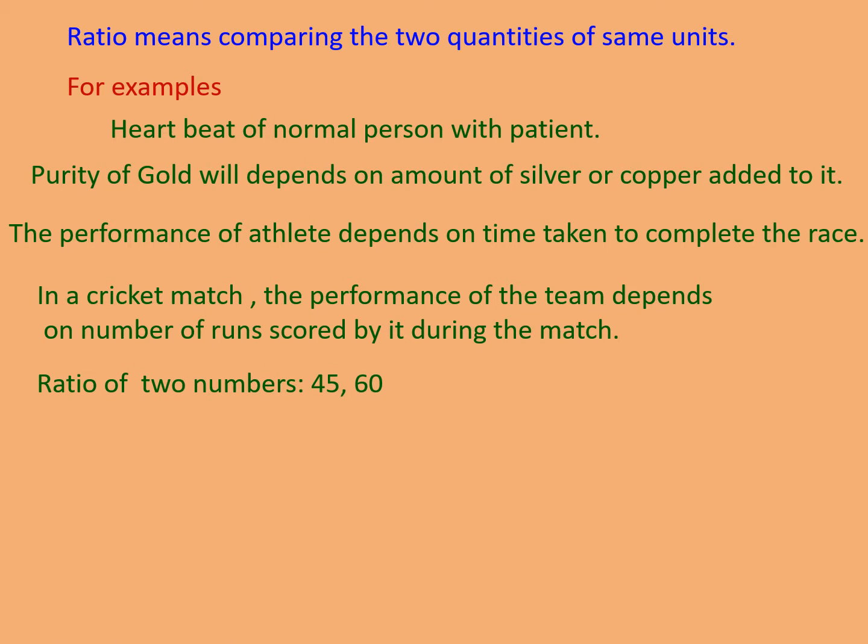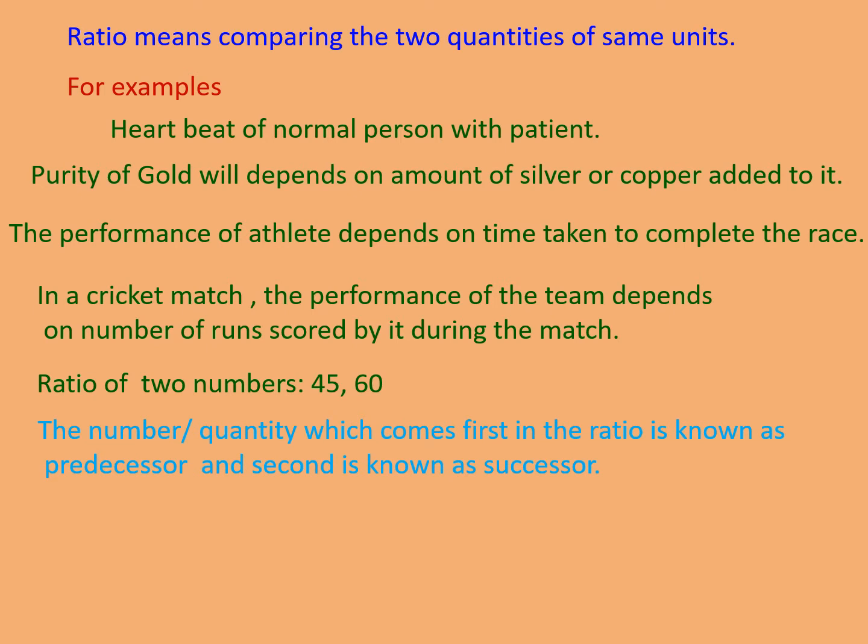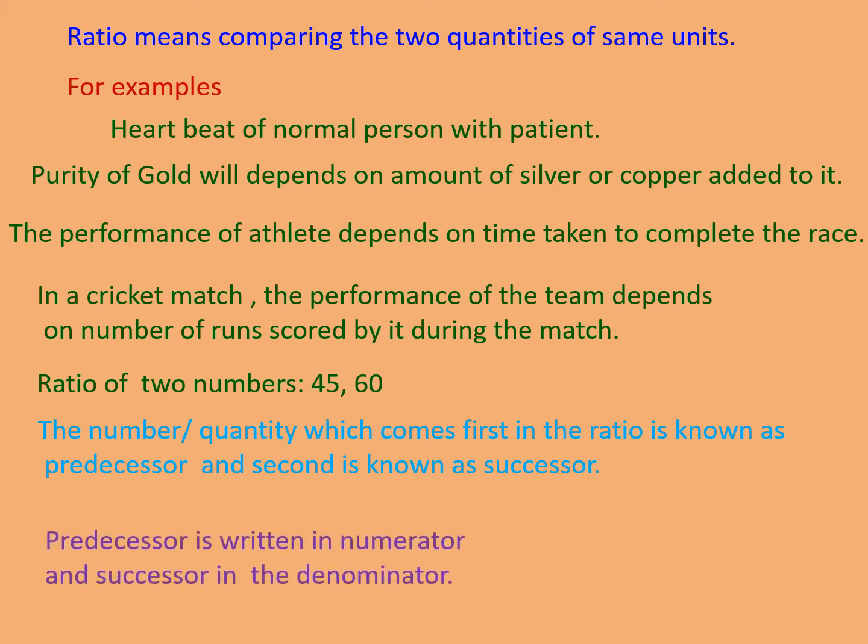Ratio of two numbers 45 and 60. The number or quantity which comes first in the ratio is known as the predecessor and the second is known as the successor. If you see the heartbeat of a normal person and the patient, the normal person's heartbeat will come as the predecessor and the heartbeat of the patient will come as the successor. In the same way, you will get it in all cases.